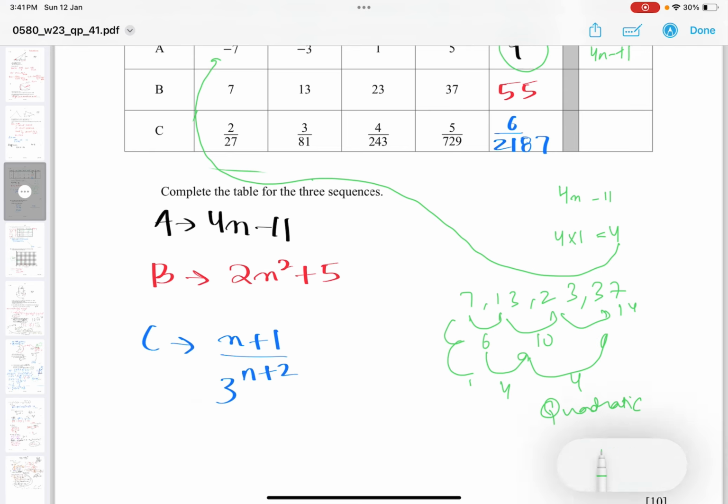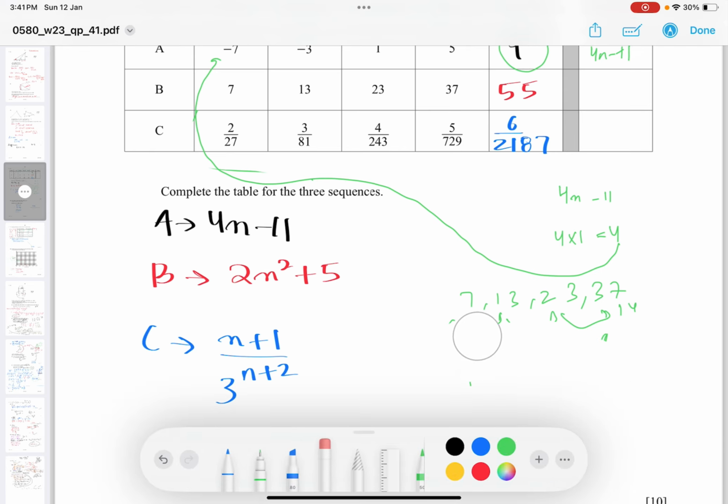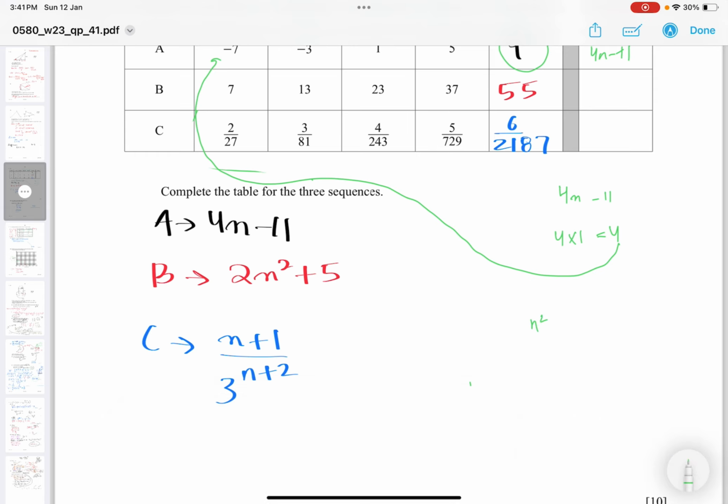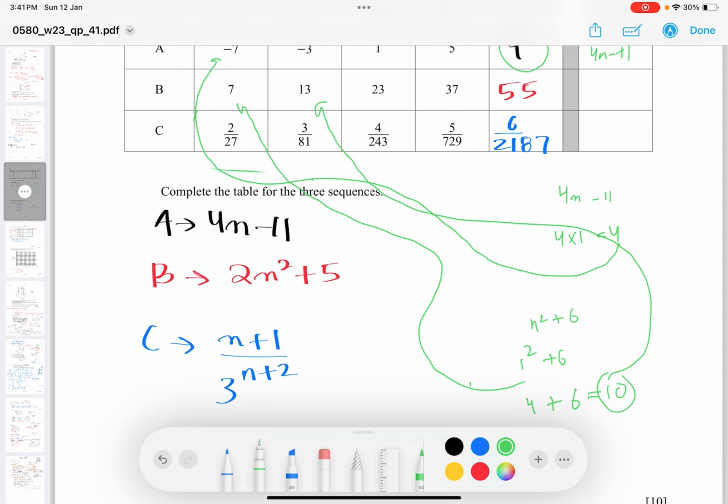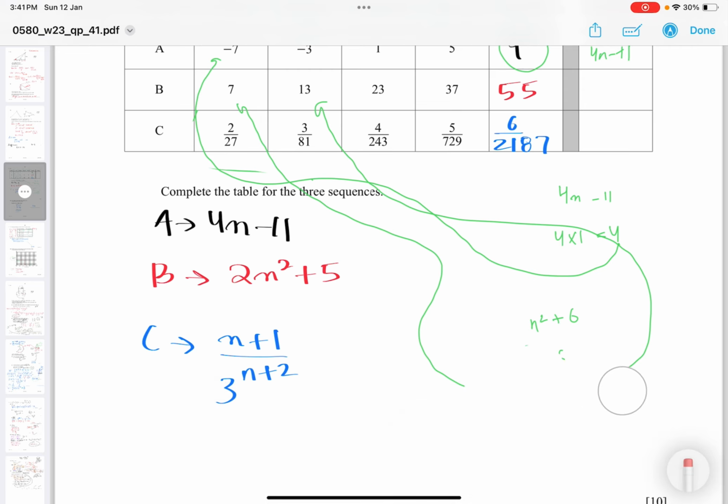How can we find the nth term of a quadratic? To find the nth term of a quadratic, we have to write n square first. Now, 1 square would be 1. How can we make 1 into 7? By adding 6. So let us try n square plus 6. For the second term, it would be 4 plus 6, that is 10, but we have to find 13. So this won't work. Let us use 2 instead of 1.